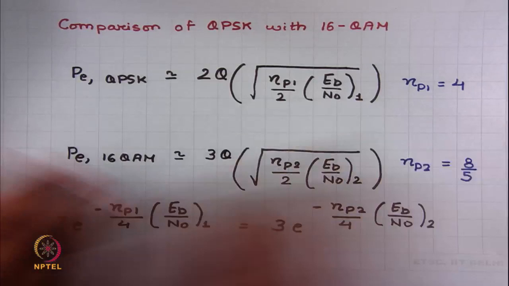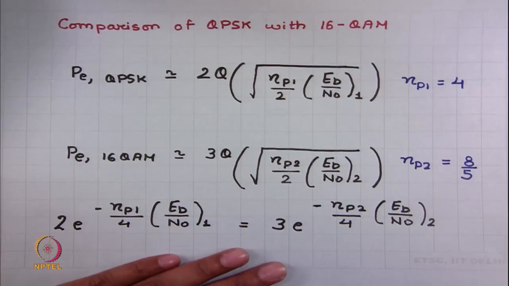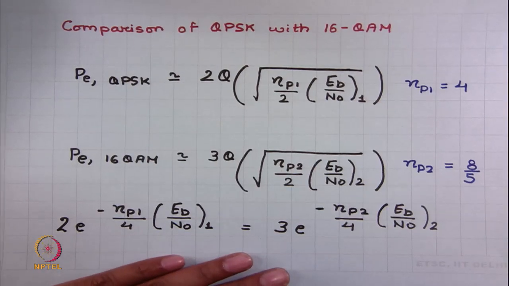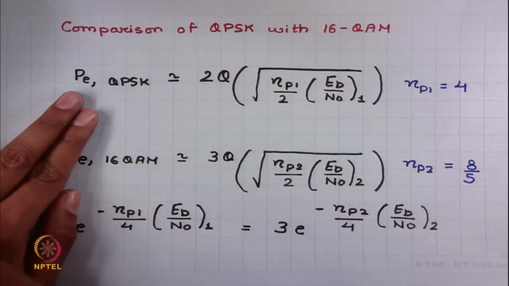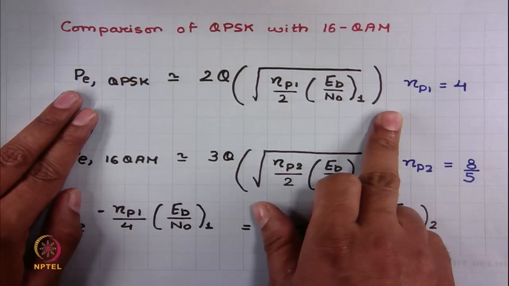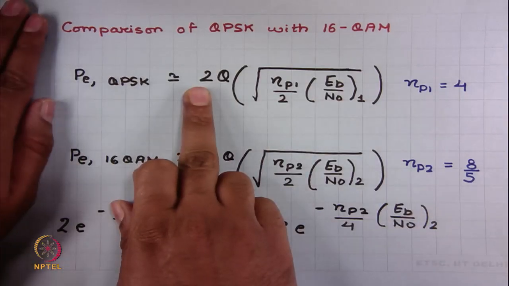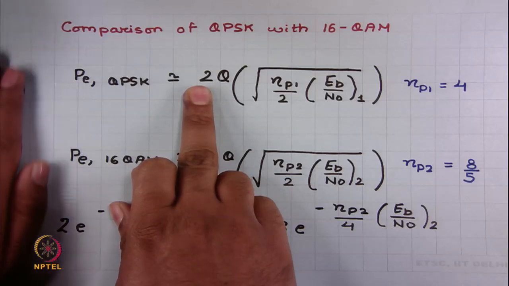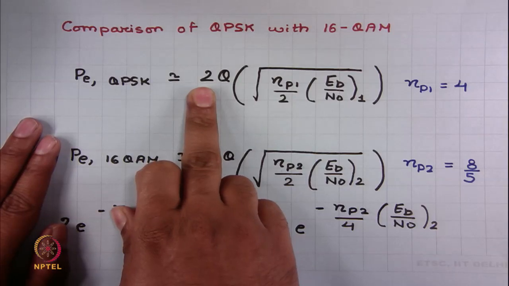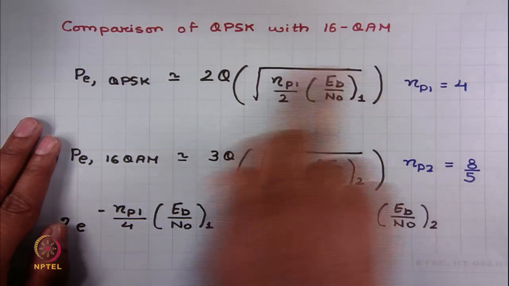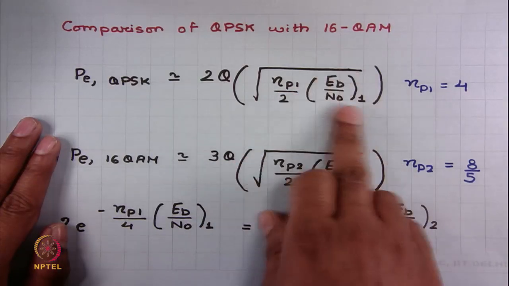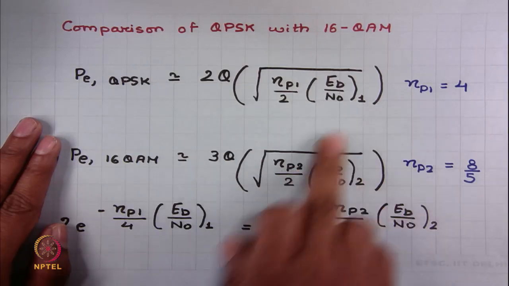Okay. Now, what I would like to do is compare QPSK with 16-QAM and see what happens. In QPSK we have got this as the probability of error. The number of nearest neighbors in QPSK is 2, right. Eta p1 represents the power efficiency of QPSK and Eb/N0 1 represents the Eb/N0 of QPSK.